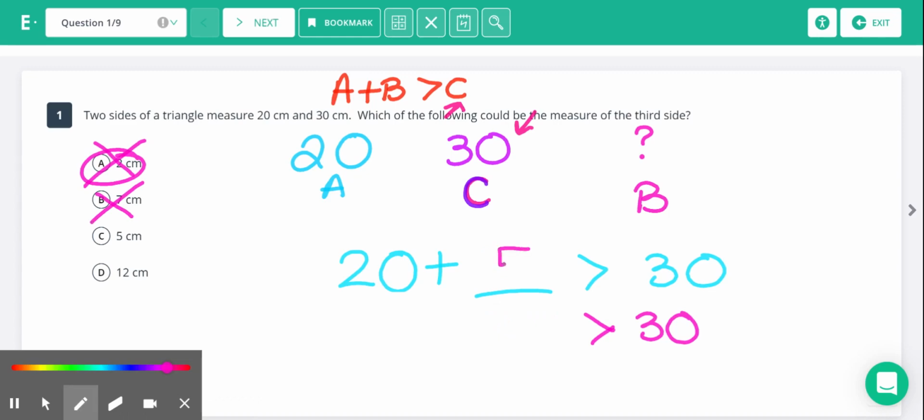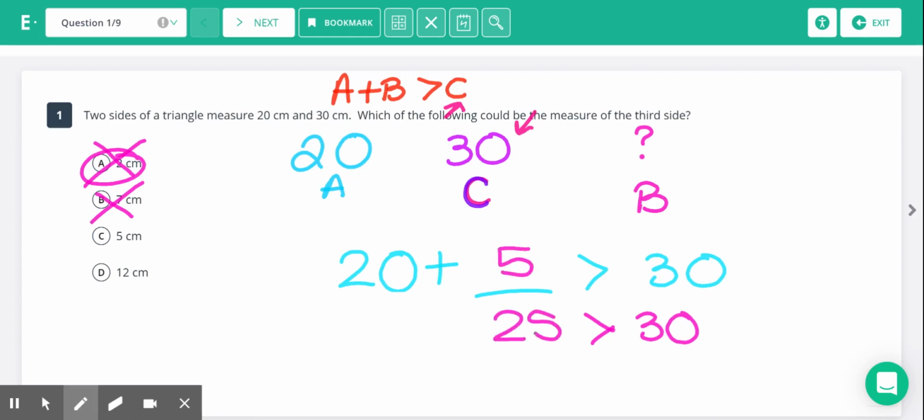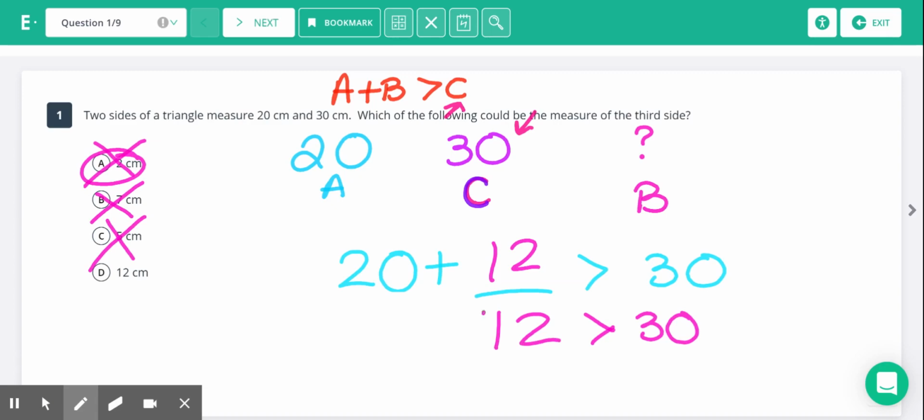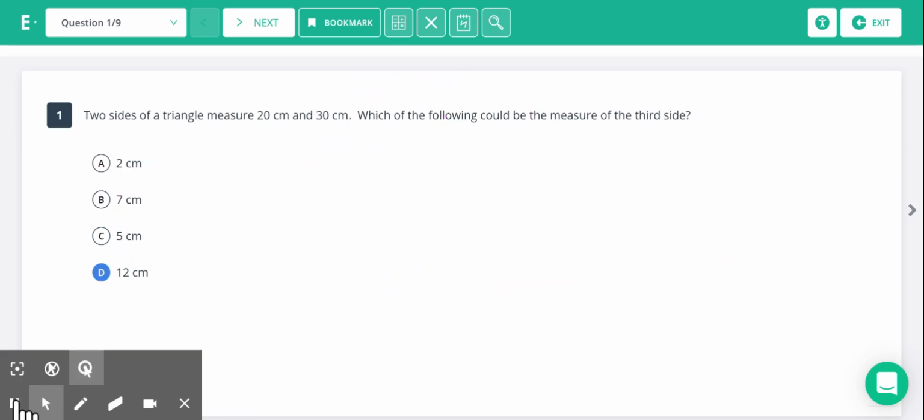Let's try 5. 5 plus 20 is 25. That's not greater than 30. Now let's try 12. 20 plus 12 is 32, which is greater than 30, so our answer must be D. This is a tricky problem, so pause the video and go back if you still need help with the triangle inequality theorem. It states that the sum of the two smaller sides needs to be greater than the largest.